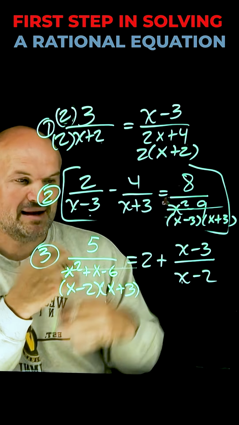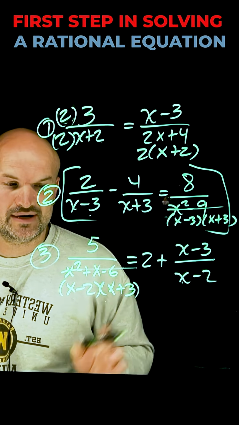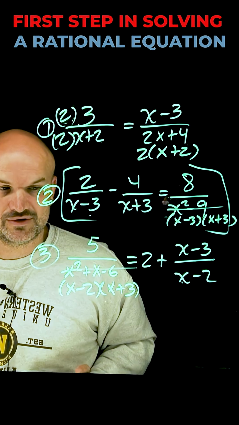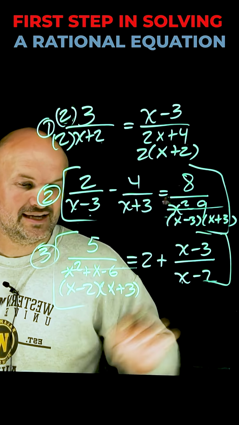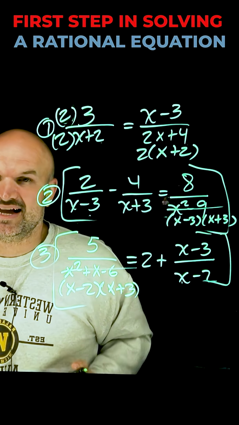So therefore, my common denominator in this rational equation is going to be x minus 2 times x plus 3, because obviously it divides into by itself, and x minus 2 evenly divides into it. Therefore, I would multiply everything, including this number 2, by x minus 2 times x plus 3, and then I can go ahead and solve.